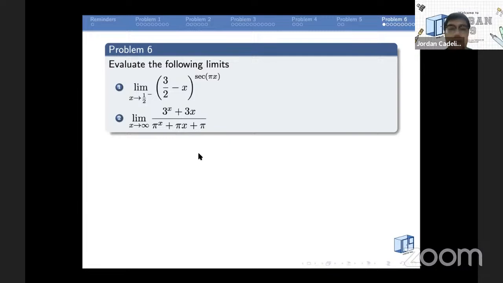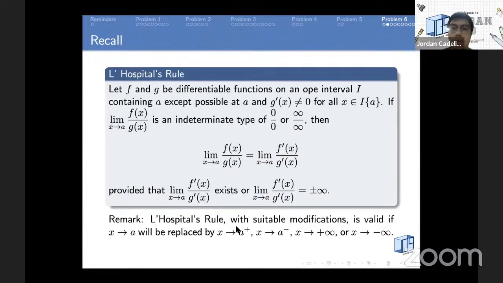Magre-recall muna tayo ng L'Hopital's. So L'Hopital's rule, so bale, usually this is applied to 0 over 0 and infinity over infinity na indeterminate type. So let f and g be functions on an open interval I containing a except possibly at a, and g prime of x is not equal to 0 for all x in I. If yung limit nila is an indeterminate type form of 0 over 0 or infinity over infinity, then kukunin lang natin yung derivative ng f of x at saka g of x, and we evaluate the limit as x approaches a nito. Provided na nag-exist siya or infinite limits siya.